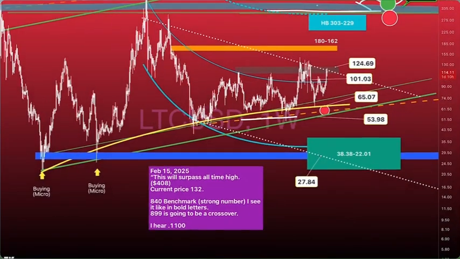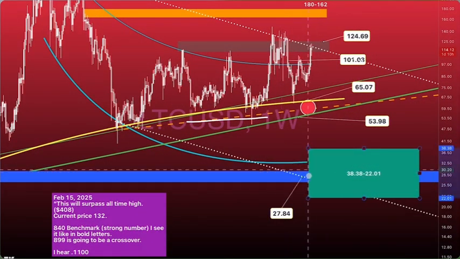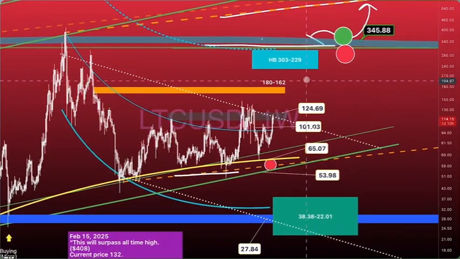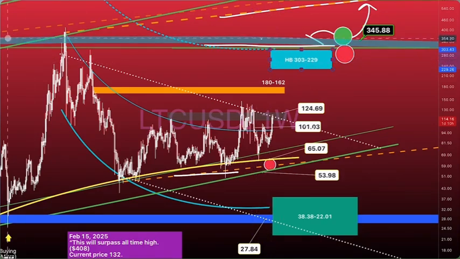I have target here at $38.22. We're just going to adjust that, move that to the side. We have an upper HB at $303,229. A very large gap. An all-time high of $382 and current price $151.